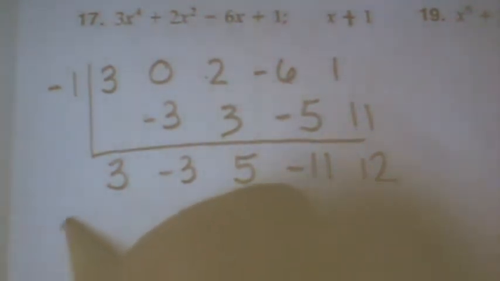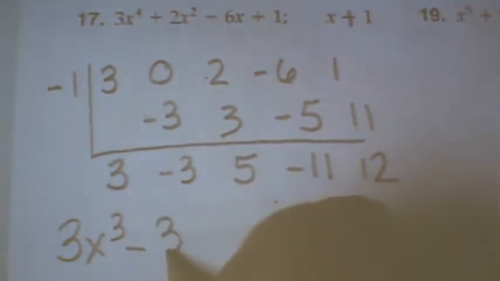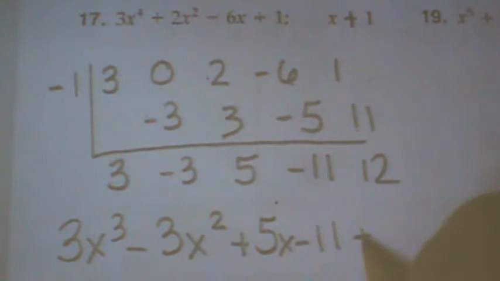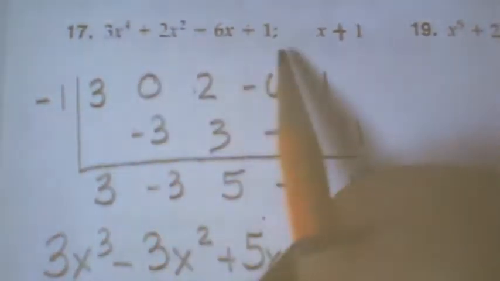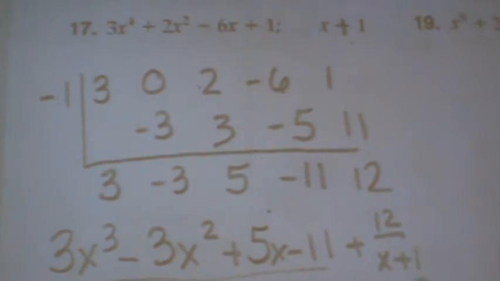So what's my answer? 3x cubed minus 3x squared plus 5x minus 11 plus 12 over x plus 1. Okay, so they want you to find this is the divisor, this is your quotient, and that's your remainder.